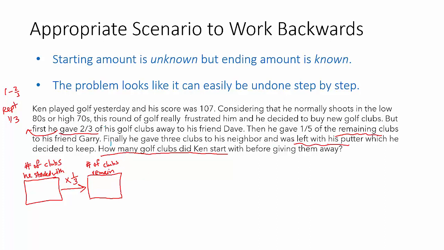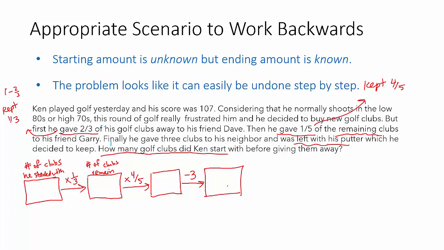Okay, then he gave 1/5 away. If he gave 1/5 away, that means he kept 4/5. So this time I'm gonna multiply by 4/5 to find the number of clubs that remain. Finally, he gave 3 clubs to his neighbor. That's a subtraction because we know how many clubs it was. And he was left with 1 club, the putter. Right, so how many did he decide to keep? That's our signal here that we filled in that box to go backwards.